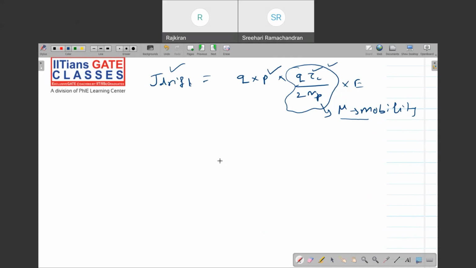Yes, for less time, more number of collisions. So for less collision time, mobility will reduce. It will find it difficult to move.